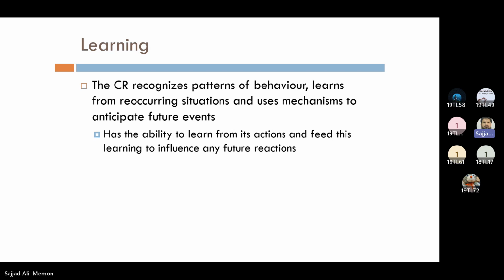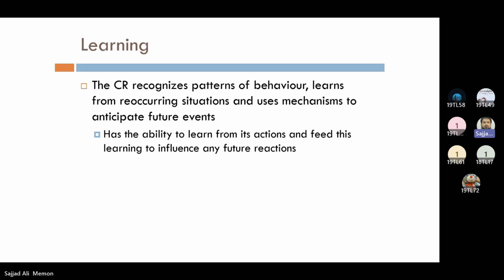So the first phase is learning. Cognitive radio recognizes patterns of behavior, learns from reoccurring situations, and uses mechanisms to anticipate future events. It has the ability to learn from its action and feed this learning to influence any future reactions. Ditto to machine learning. Machine learning also takes data as an input. We train the system, we train the machine. Based on that training, the machine learns, will act on its learning in future, and will improve its performance based on its learning and the occurrence of the events.